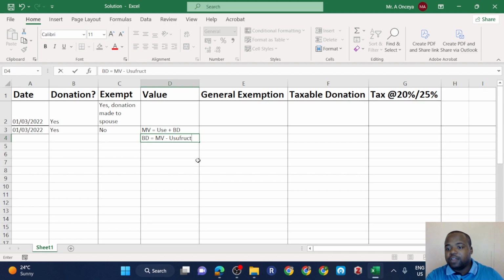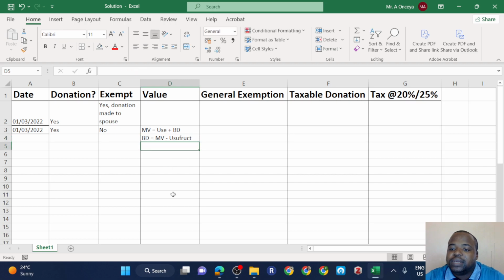The value of the usufruct. So we must determine, because we know the market value, right? The market value is 920,000 rands, but we don't know what the value of the usufruct is, and that's what we'll try to determine now. So let's do that. So this is a limited interest.